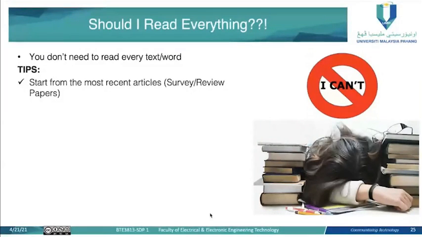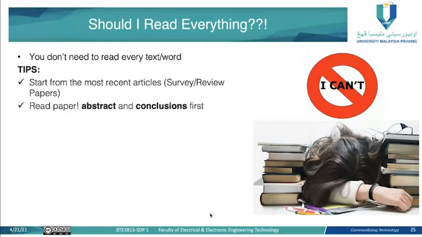Survey or review papers: in a survey paper, you can find 100 papers already summarized in one paper. So you can refer to it. You just write the title or the keyword plus survey, or plus review paper. In these papers, you are going to find more details.